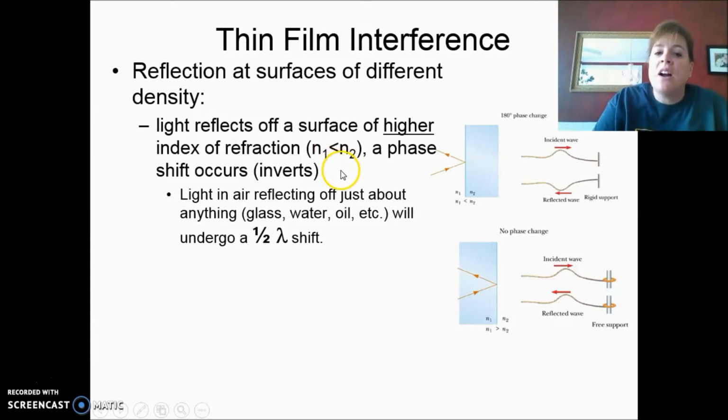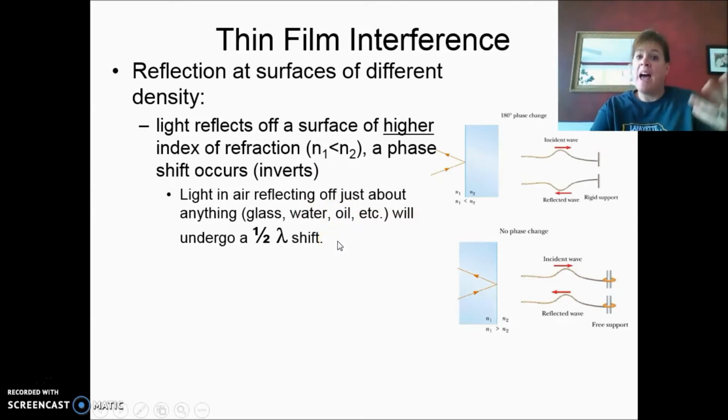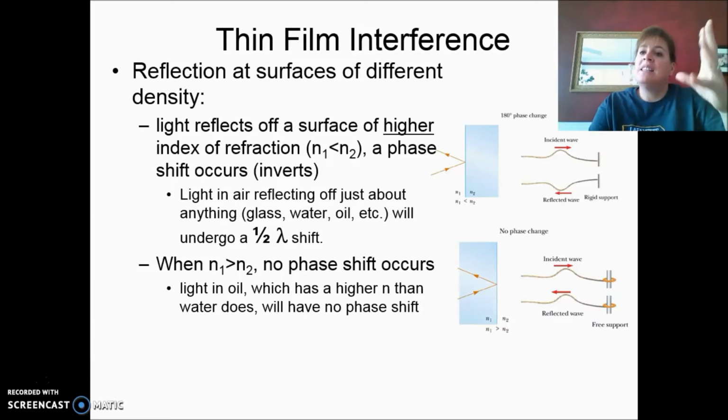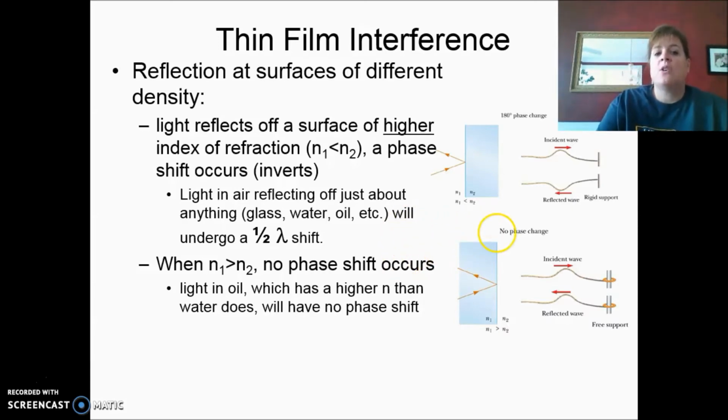Anytime light is coming from air and reflects off anything like glass, water, or oil, it will undergo this phase shift, and I'll be off by half a wavelength because it's inverted now. But if light travels from a higher density medium into a lower density medium, then no phase shift occurs because it's easier to move, so it stays upright. So if light is traveling from oil into air, no phase shift occurs.